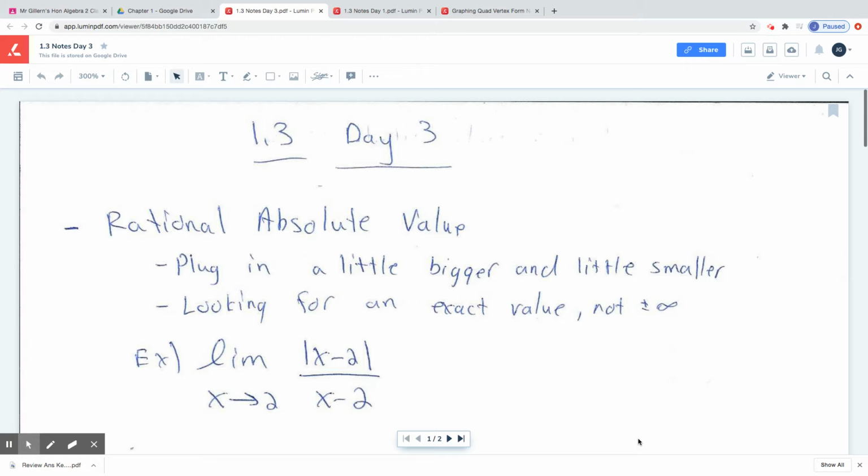Good morning, guys. We are going to finish up the last couple types of problems with limits and some special types. Yesterday, we did asymptotes. We did when it's greatest integer. So today we're going to do a few other special types.